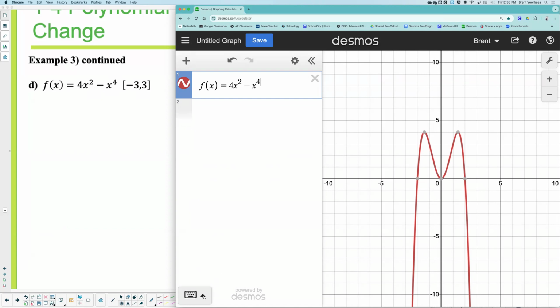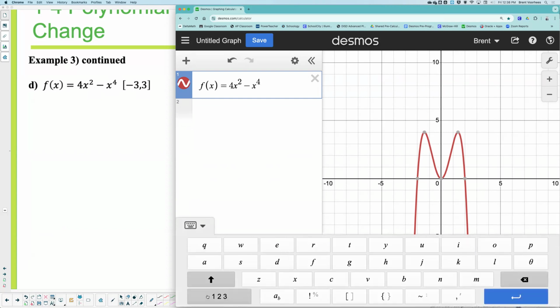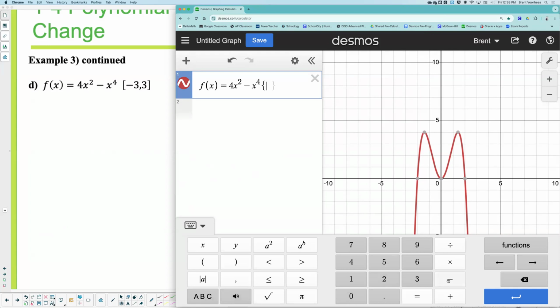Okay, now let's restrict. How do we restrict on Desmos? You go to the ABC side and you do a squiggly bracket. Whoops. I need to leave the power. Squiggly bracket. From -3 less than or equal to x, which is less than or equal to 3.